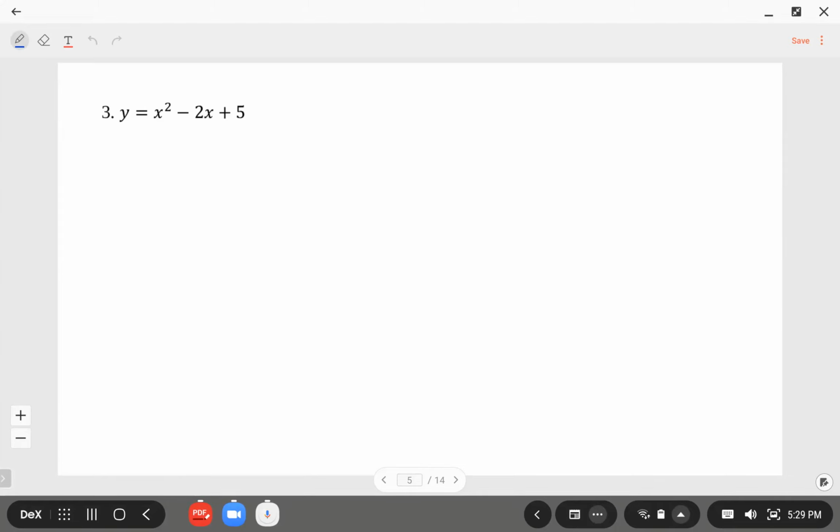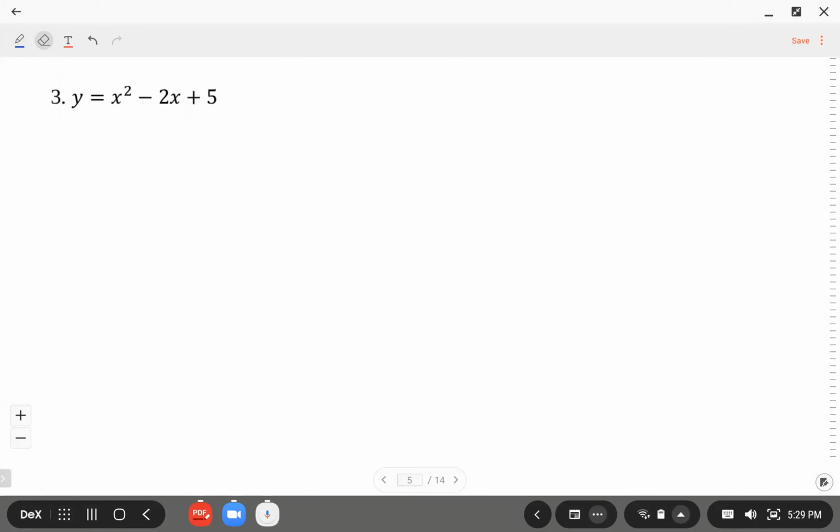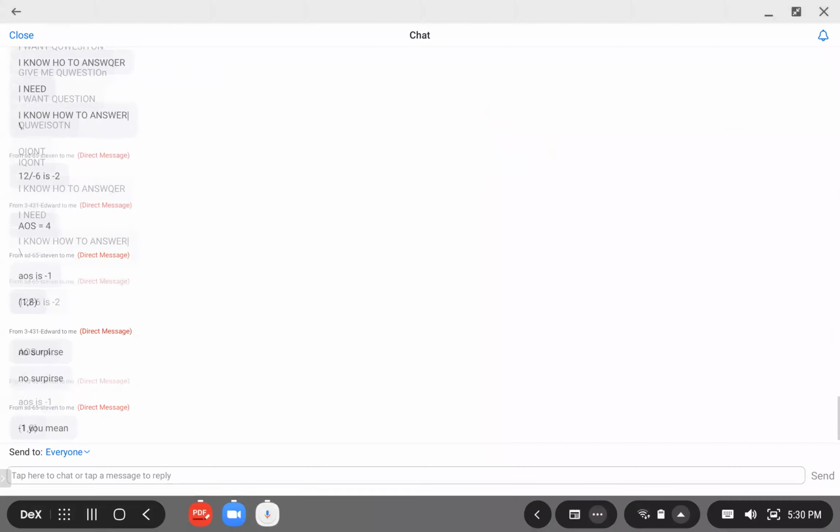Okay, let me solve it real quick. So, negative b over 2a. B is negative 2, so negative b is going to be 2 over 1 equals 2. Oh, never mind. Over 2 equals 1. And then just plug that in. It's going to be 1 minus 2 plus 5. Are you sure that vertex is correct?